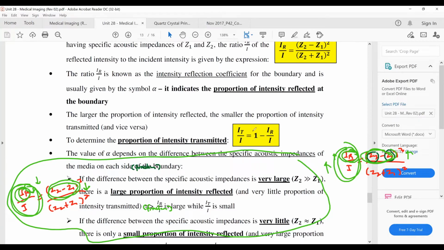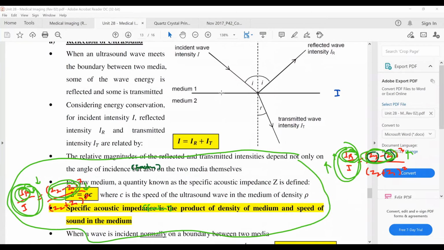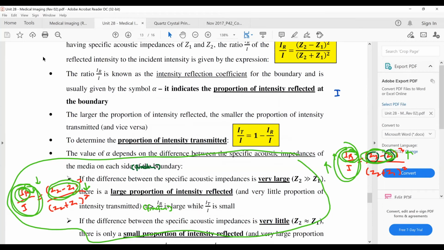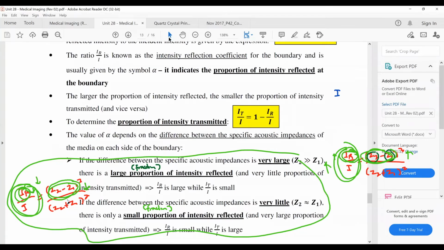How do I know this? How do I get this expression? Remember just now at the beginning, at the top here, we mentioned this. Your incident intensity, once it hits the boundary, will be split into two things, the reflected and transmitted intensity. So here, I will be equal to IT plus IR. I rearrange this, IT will be I minus IR.